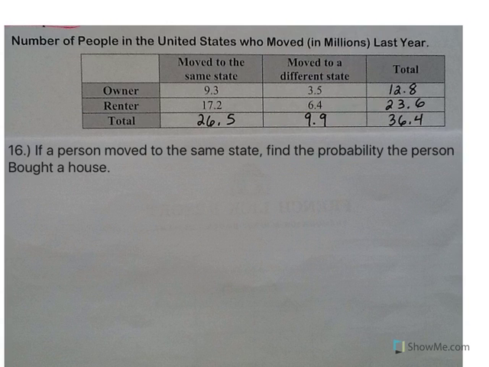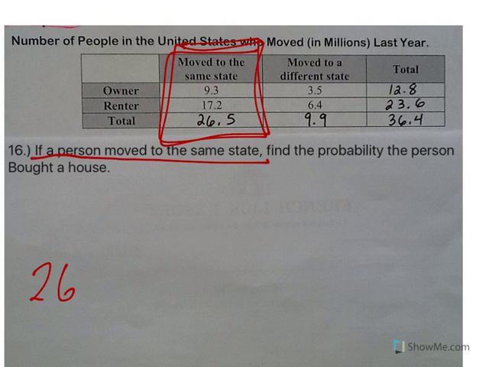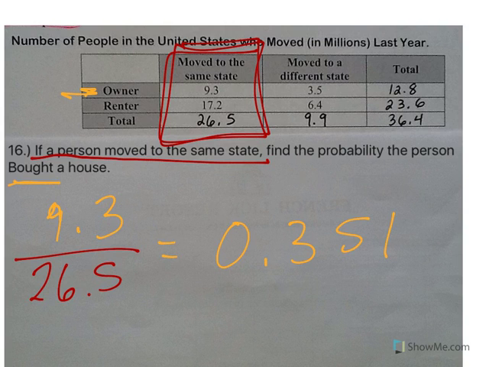And the last one on this page, if a person moved to the same state, so I only care about my same staters. Denominator, 26.5. Find the probability the person bought a house. That makes them an owner. So I have 9.3 over 26.5, giving me 0.351.